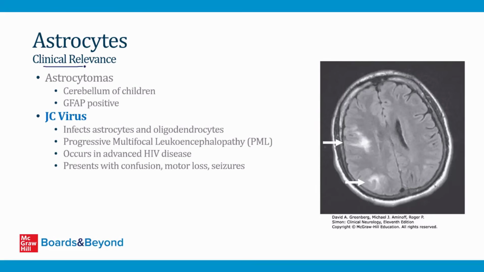So first of all, there's a tumor that I talk about in another video called an astrocytoma. It usually develops in the cerebellum in children, and it's going to be positive for GFAP because, as I told you, GFAP is a marker of astrocytes.